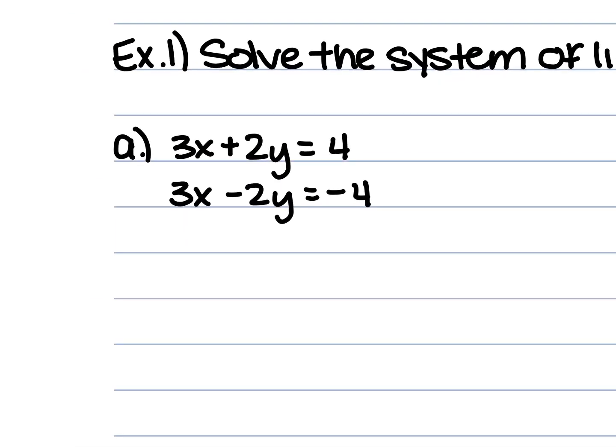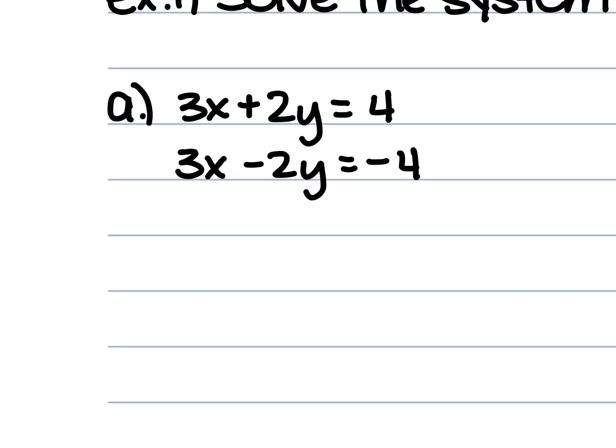So for A, we are solving by elimination. Do I have the same number here but opposites? With which variable? The y. Because I have a positive 2y and a negative 2y. So are these going to eliminate? Yes. So we don't have to multiply anything to start. We can just go ahead and combine our equations together. So I'm going to add all of my like terms. What's 3x plus 3x?